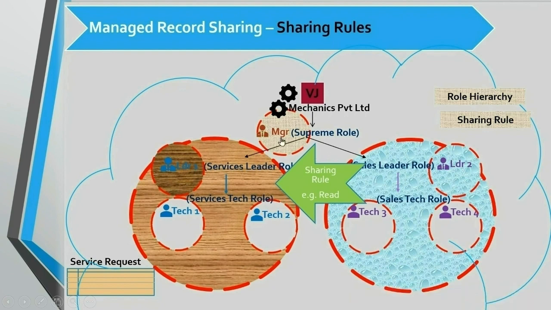The main thing that we need to observe here is that MGR is going to get the highest access on those records created by LDR2 and Tech3, Tech4. That is, the complete record has already been assigned to the MGR. Again, via the sharing rule, though we are assigning read access to his subordinates, that read access again will not apply to MGR because he already has complete access on those records.